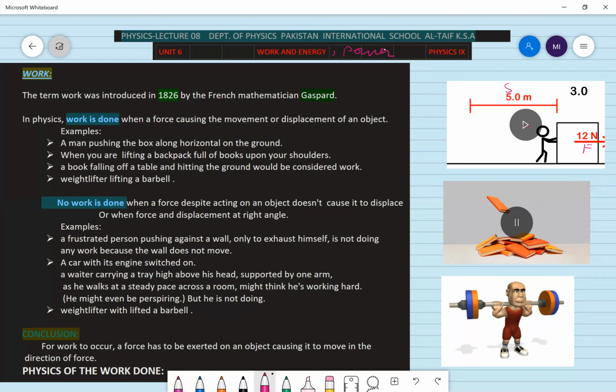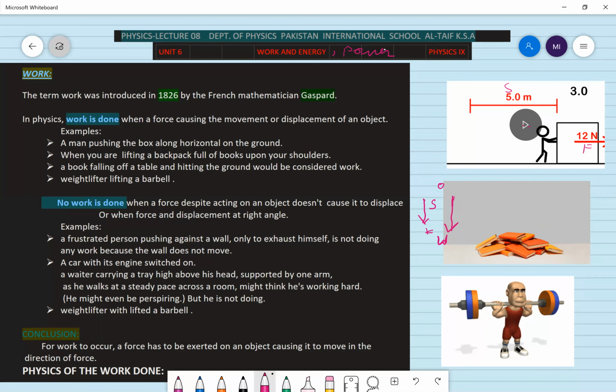Because of gravity, when the book falls, you know there is a force which we call weight that acts in the downward direction. The book starts from here, and when it arrives on the ground, you see that the book covers some distance also in the downward direction. So we say that work is done.